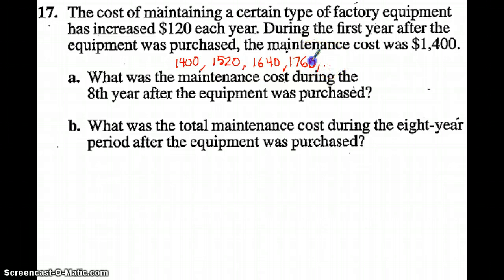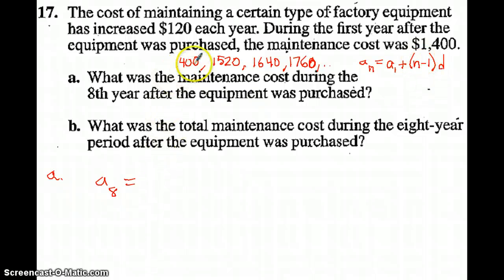What was the maintenance cost during the 8th year? Okay. We're looking for A sub 8. Well, A sub n in general, if you look at your formula sheet, is A sub 1 plus n minus 1 times d, where d is a constant difference, which is the 120 being added each year. N is the number of things we're looking for.